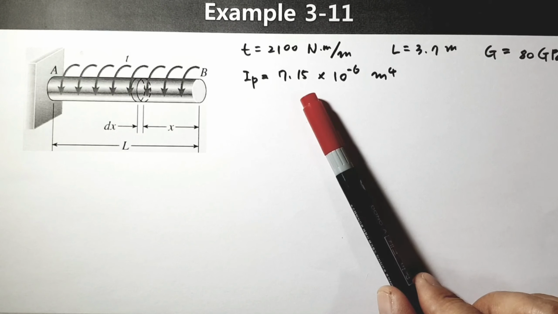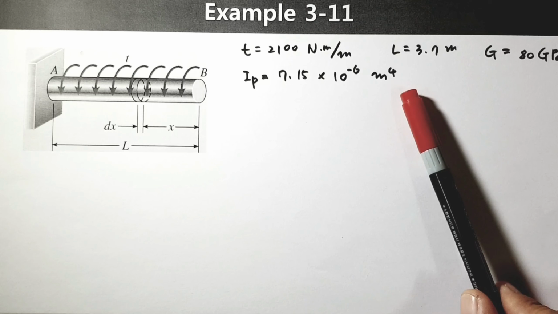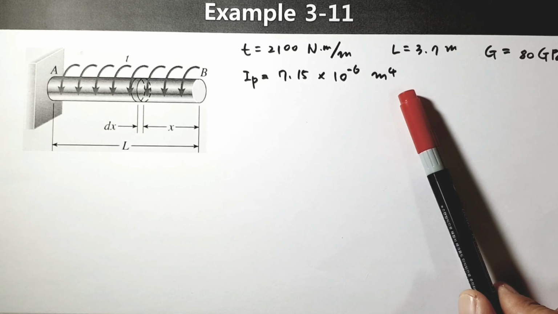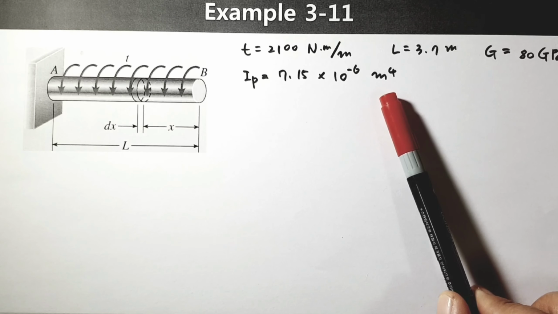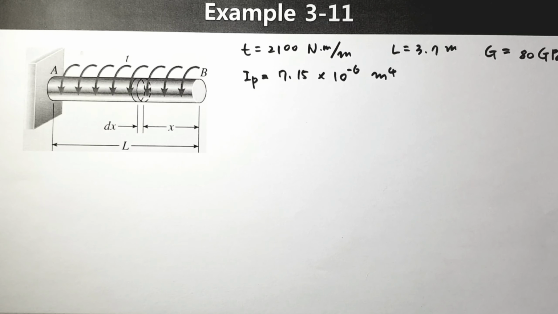And the polar moment of inertia, in this case, be careful about the unit. Normally, so far we had the unit millimeter to the power 4. In this case, it is expressed in meter. That's different. When you calculate the final value, you must convert this unit to the appropriate unit. And here we would like to find the strain energy by the distributed load.